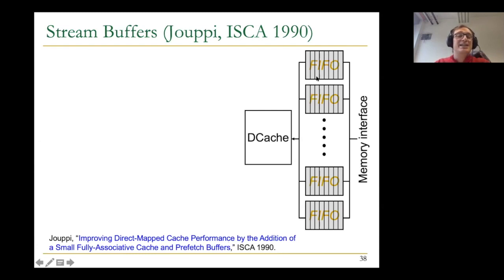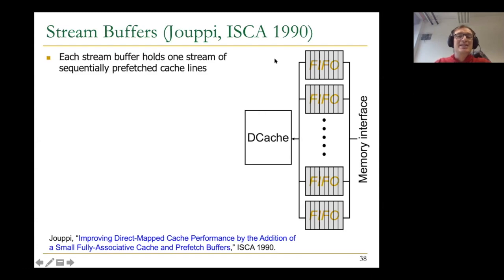Basically, the basic idea is what I just said earlier. You have stream buffers. Each stream buffer holds one stream of sequentially prefetched cache lines. Let's assume that a stream starts at M. You have M, M plus 1, M plus 2, M plus 3, M plus 4, and then another stream that starts at X, X plus 1, X plus 2, X plus 3, and so on. And you may have some number of streams.